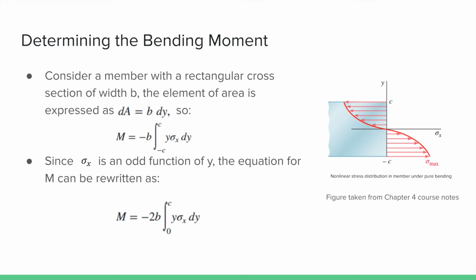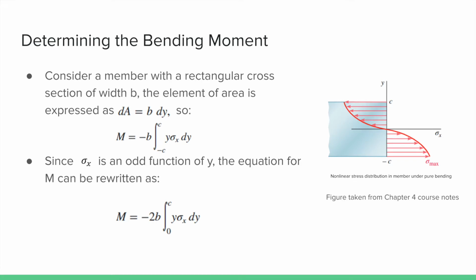This means the bending moment M is equal to negative b times the integral from negative c to c of y times sigma x dy, where sigma x is the function of y plotted in the figure shown. Since sigma x is an odd function of y, the equation can be rewritten as M equal to negative 2b multiplied by the integral of 0 to c of y times sigma x dy. This equation can now be used to determine the bending moment M for a nonlinear stress distribution in a member under pure bending.